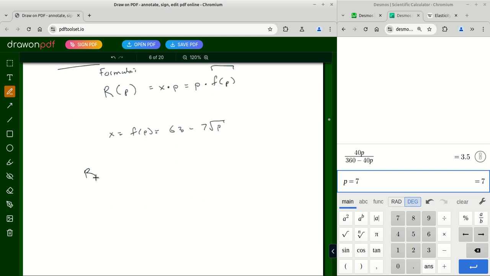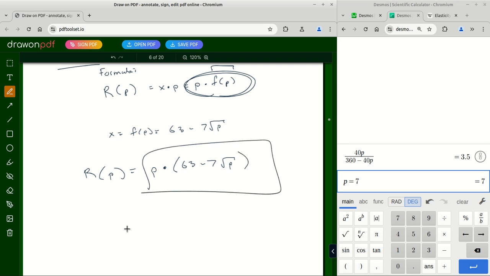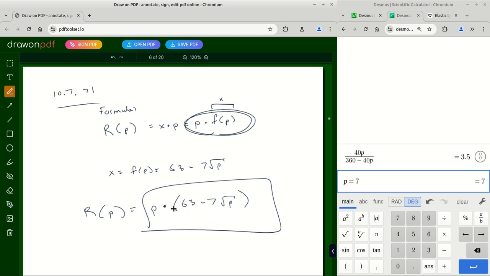Okay, so they say, hey, find R of P. So you got P times F of P is this thingy. Yay, you're done. I mean, literally, we're done.